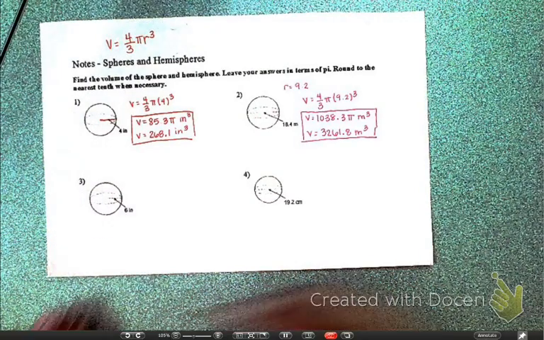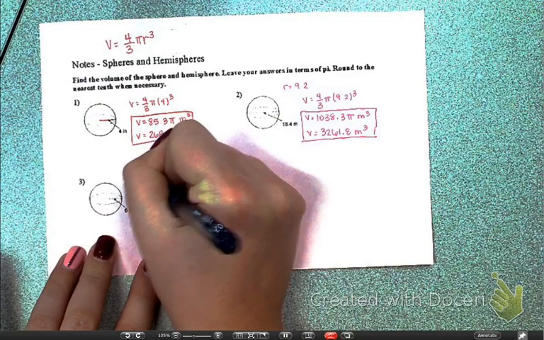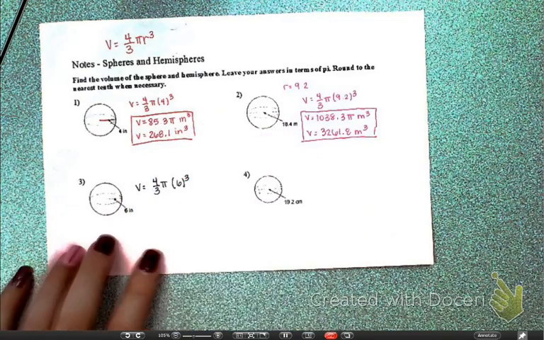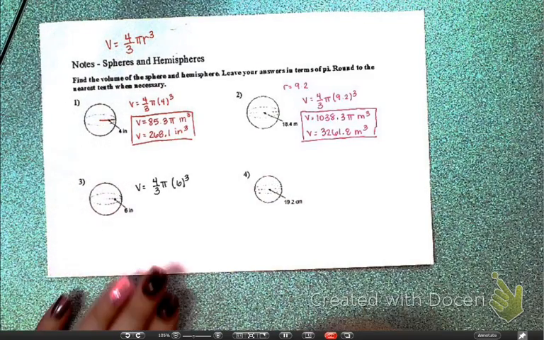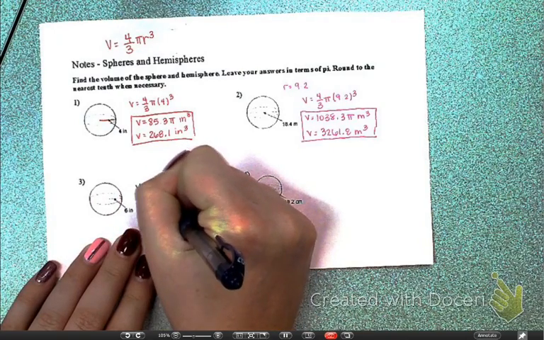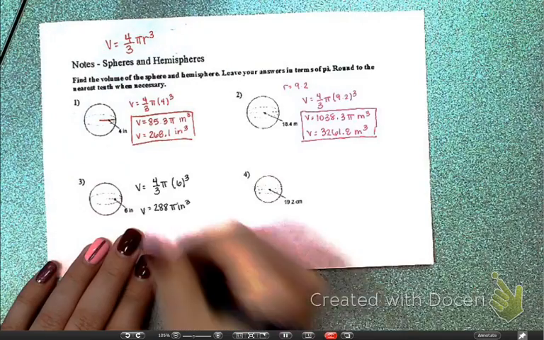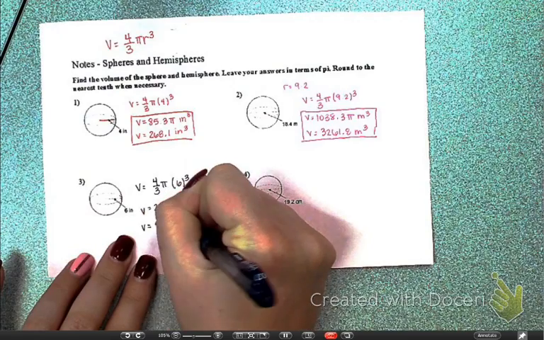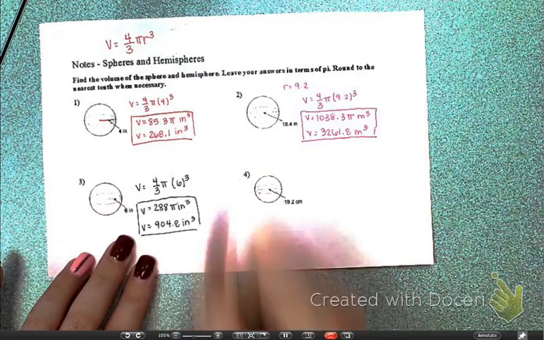Okay, so for number 3, you should have volume equals 4/3 pi times the radius cubed, which is 6. 6 to the 3rd power times 4/3 is 288 pi inches cubed. And then rounded to the nearest tenth, you get 904.8 inches cubed. Did we get that? Yeah.